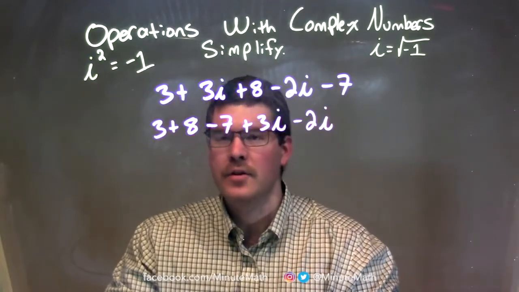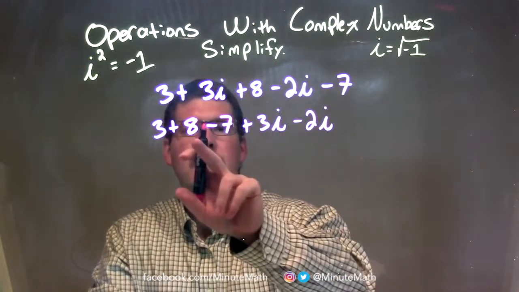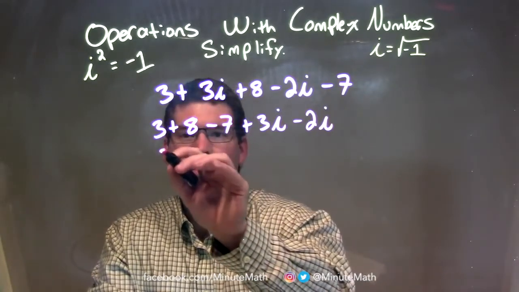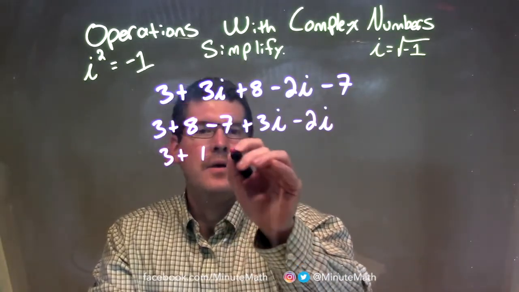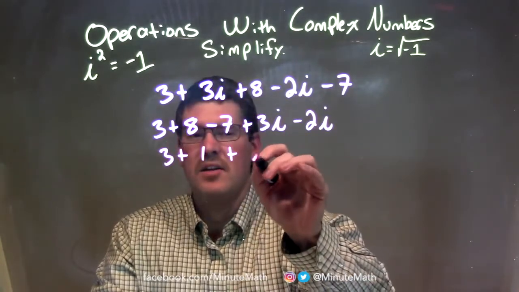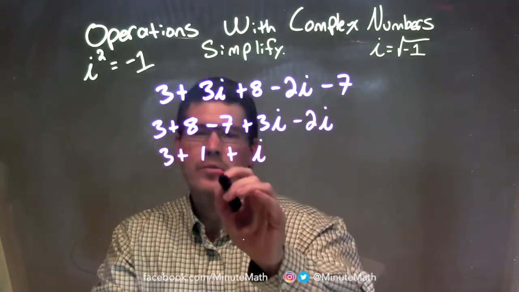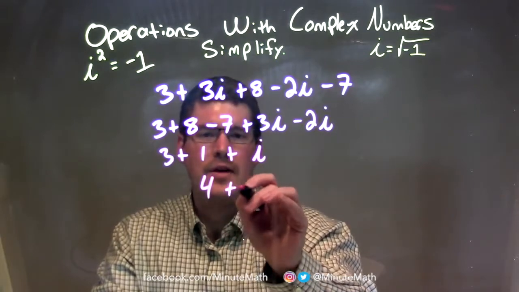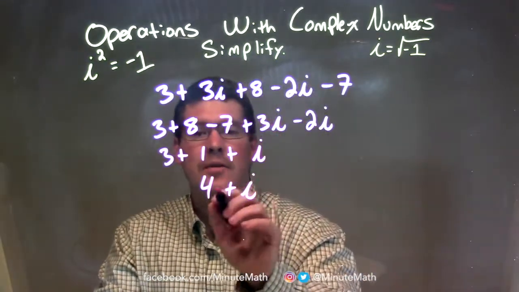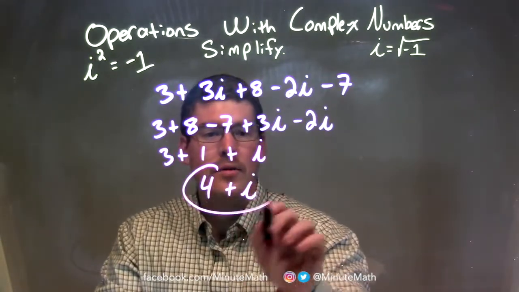Now that I've rearranged this, it's pretty easy to combine them. Our like numbers, 8 minus 7 is a 1, so we have 3 plus 1 here. Plus 3i minus 2i, just regular i, positive 1i. And 3 plus 1 is 4, so we have 4 plus i. We've combined our like numbers to get to our final answer here, 4 plus i.